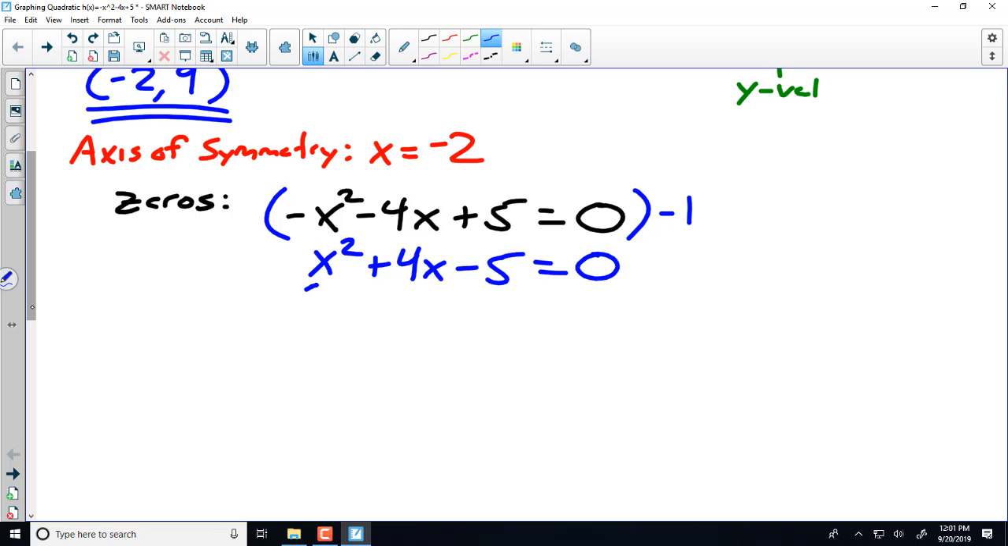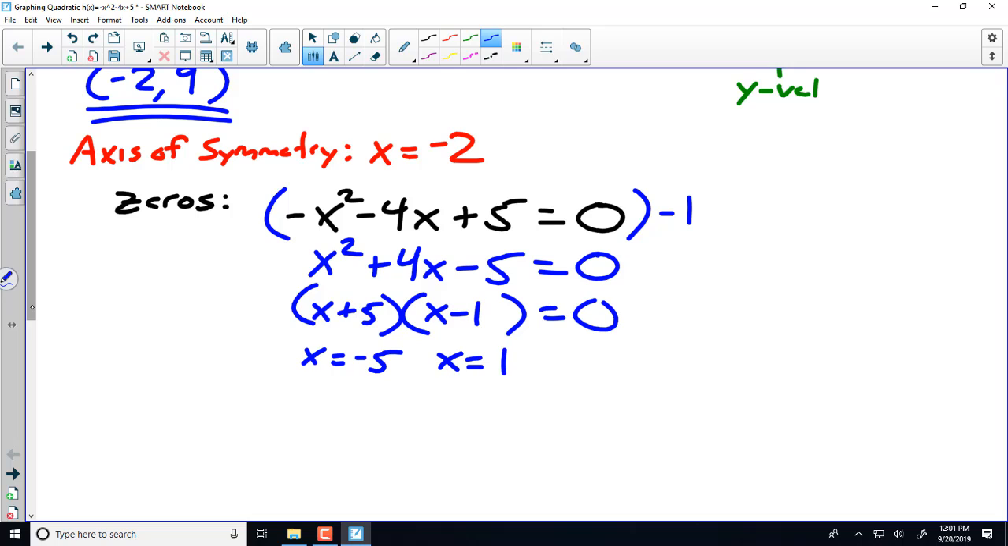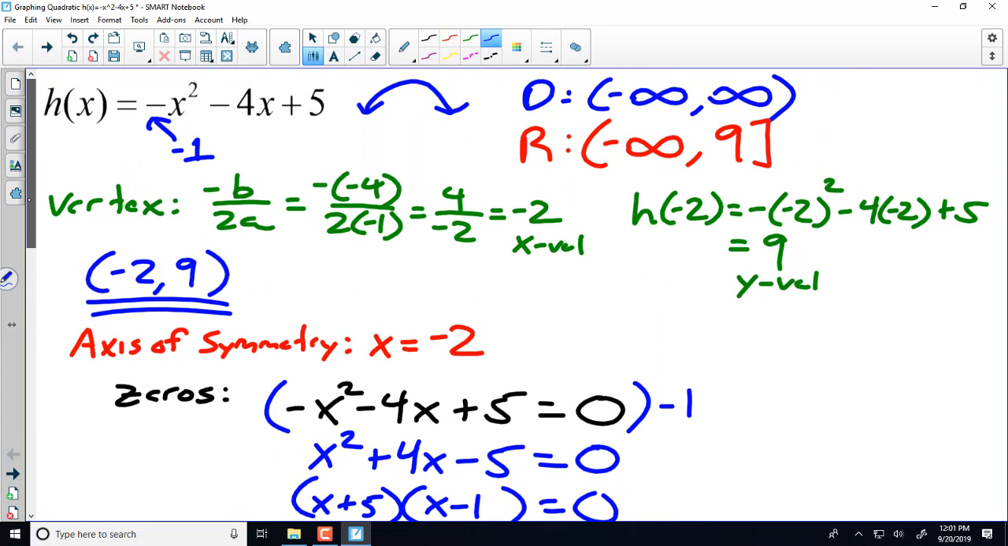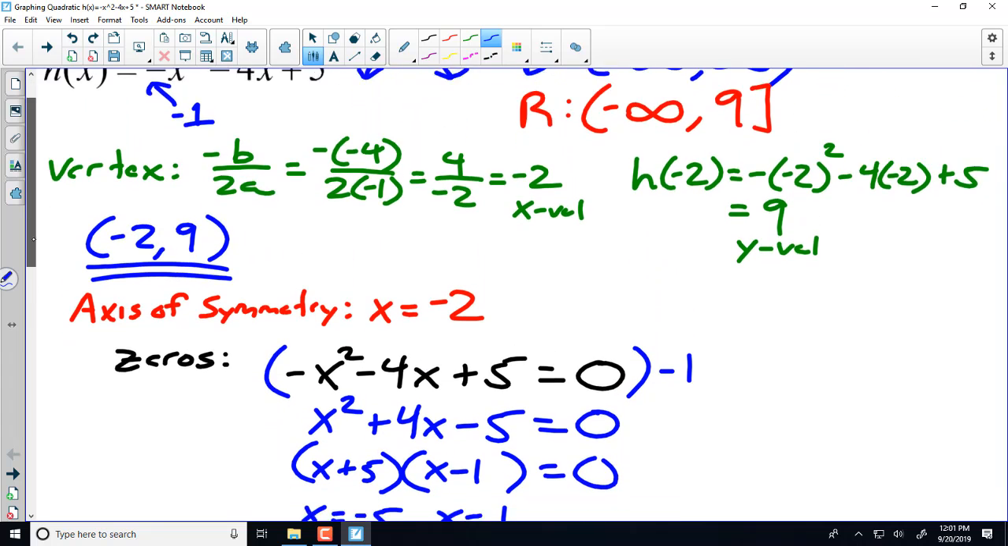Then we can factor this thing with an x plus 5 and an x minus 1. Now remember, 5 and -1 are not your zeros. Your zeros are actually -5 and +1. And since those are real numbers, our x-intercepts are (-5, 0) and (1, 0). And that should be enough. The x-intercepts along with the y-intercept. Do we have a y-intercept yet? Oh no, we haven't got the y-intercept.